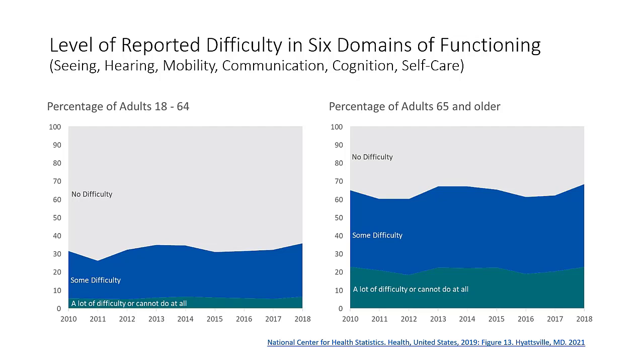Now, that changes drastically when you get to the percentage of adults age 65 and older, which is shown in the graph on the right. About 25% of older folks have a lot of difficulty or cannot do it at all, and then an additional 40% have some difficulty. So it's only about 30% who have no difficulty at all. And what that tells us is that you can count on at some point in your life, you're probably going to need some type of assistive technology yourself because we don't grow younger.